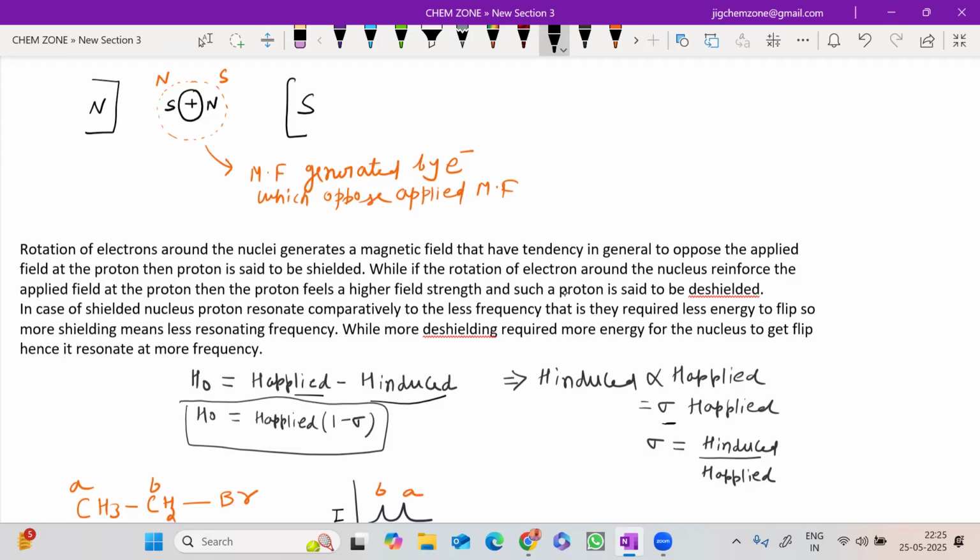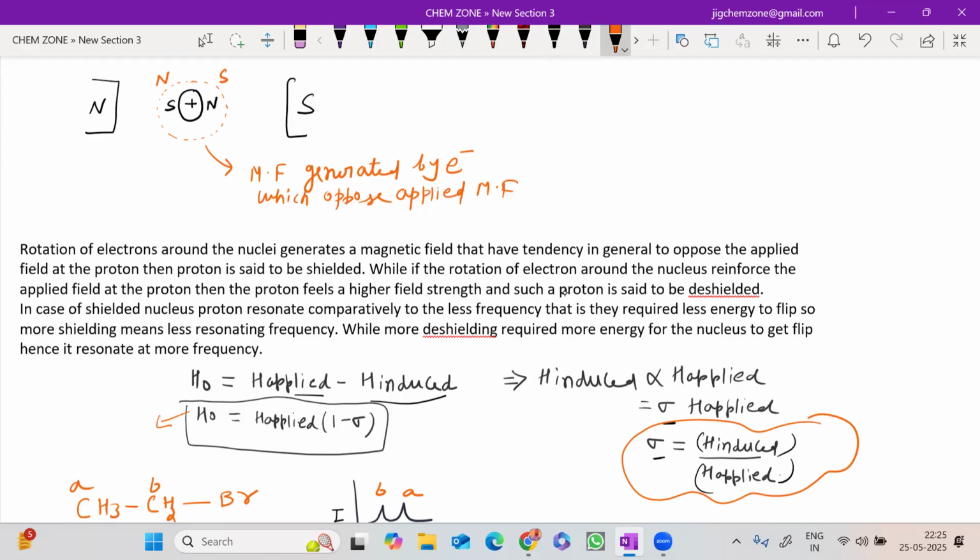And they are related by a constant sigma, which is called the shielding constant. So sigma is actually the ratio of induced field to the applied field. Correct? So basically, the magnetic field experienced by the nucleus can be given by H applied (1 minus sigma). This is the actual field experienced by the nucleus.